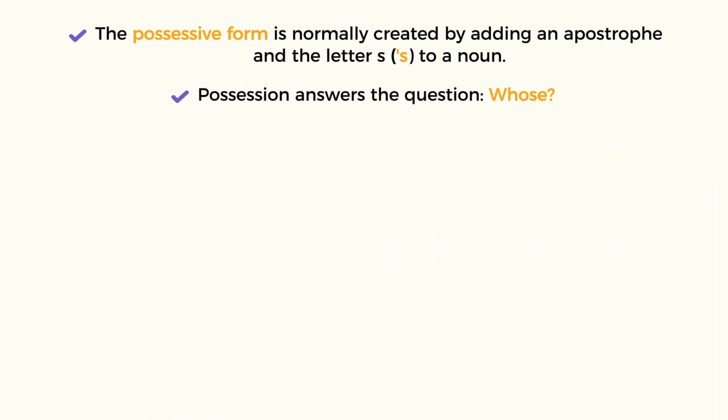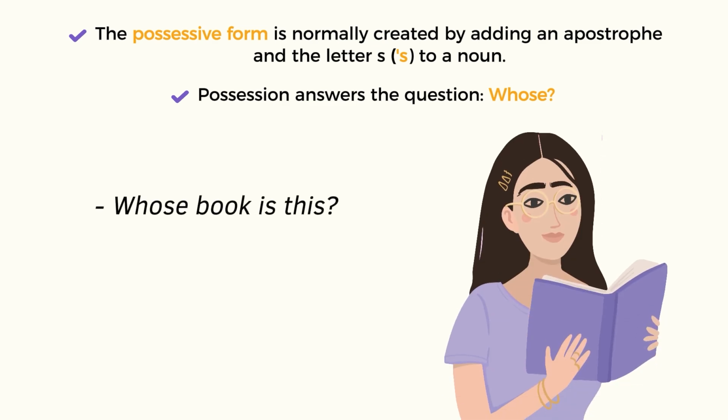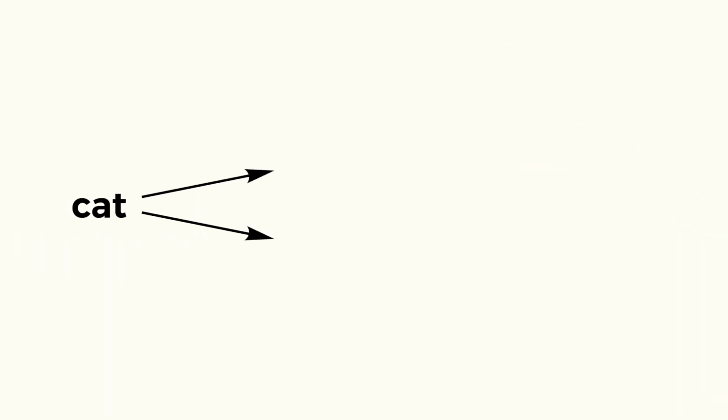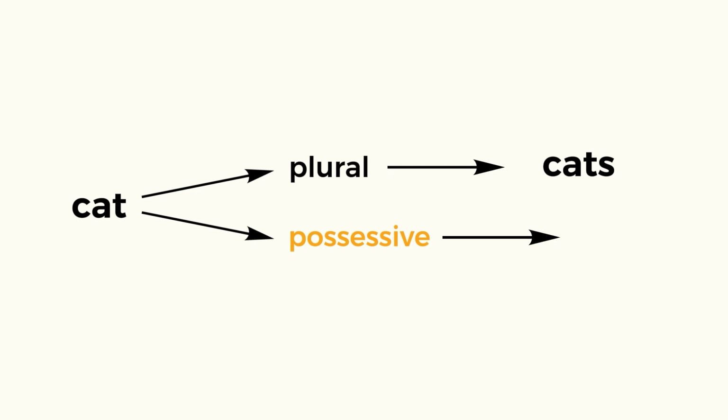Possession answers the question, whose? For example, whose book is this? It's Sarah's book. Pay your attention to that apostrophe. In English, the letter s is also added to make a noun plural. That is why the apostrophe determines whether a noun is possessive or plural. For example, cat, cats, cat's.